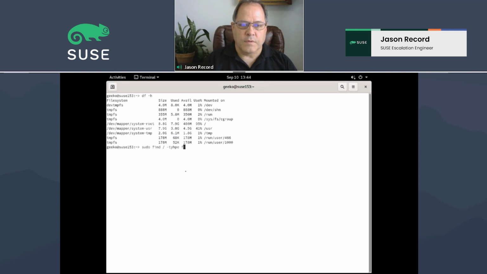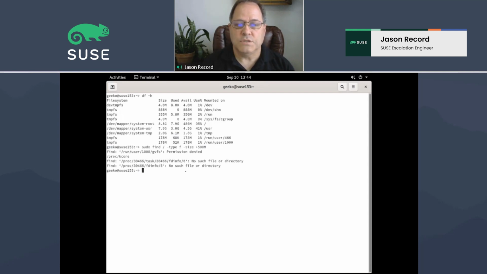So we're going to look for files that are of a particular size. In this case, we're going to look for any files that are greater than 500 megs, starting at the root. Now we see that we didn't find any. So perhaps the space being consumed is being consumed by quite a bit smaller files.